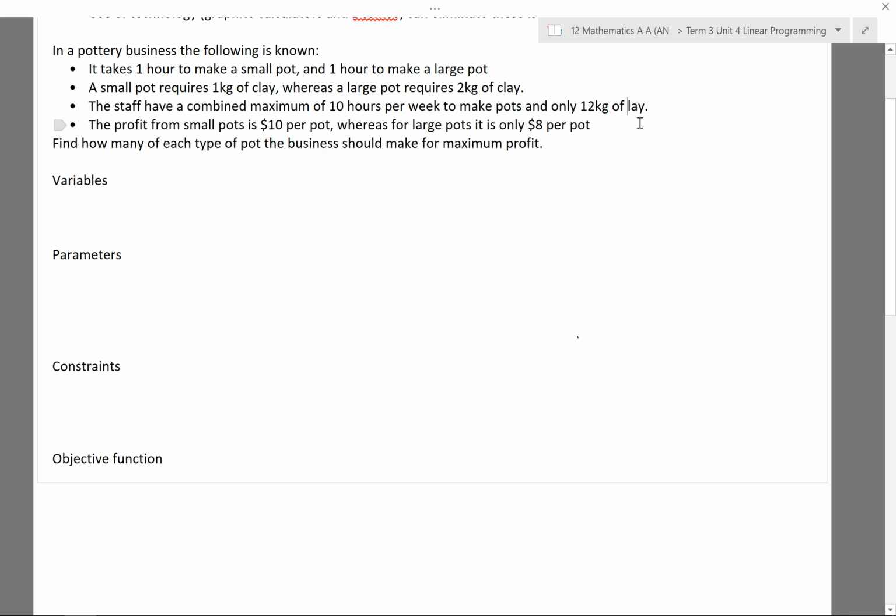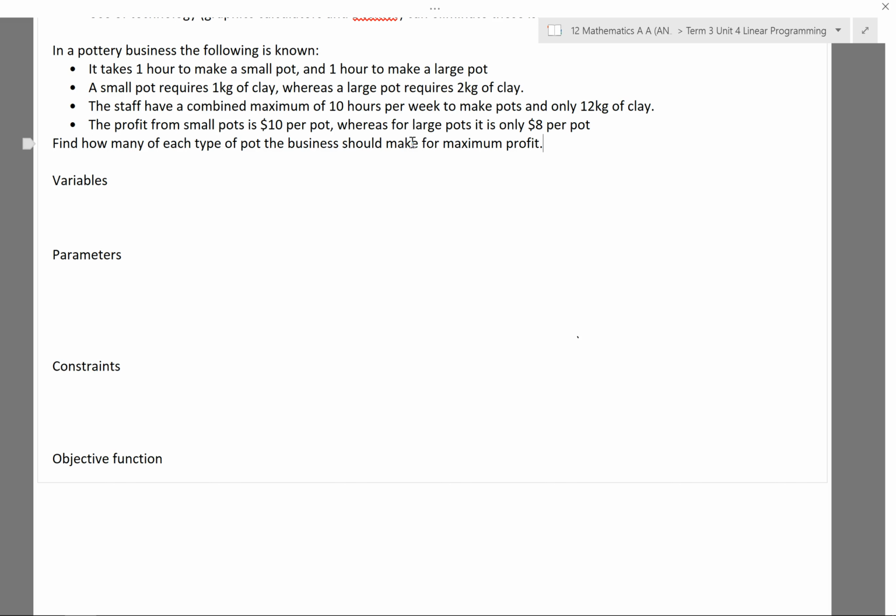I assume that's clay. The profit from small pots is $10 per pot, whereas for large pots, it's only $8 per pot, so a smaller margin. Find how many of each pot the business should make for maximum profit. This is getting more like a linear programming problem where there's a lot of information and we need to sort out the information from the paragraph.